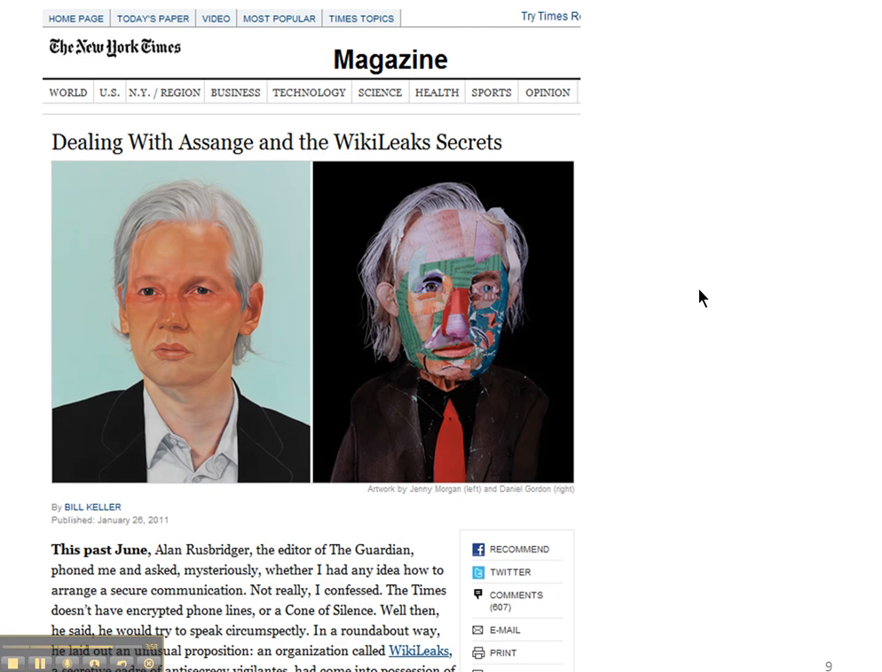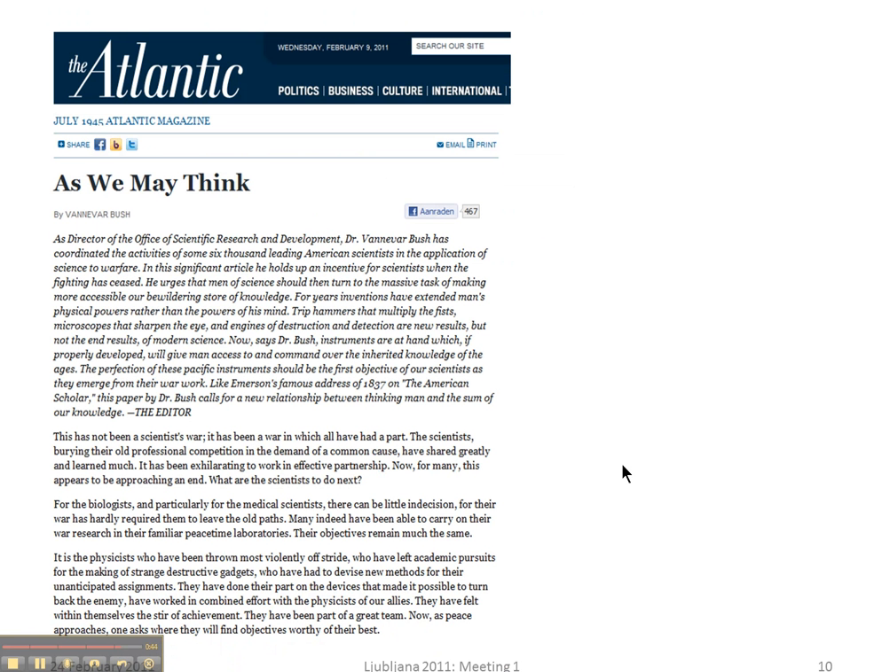Here's an example of one of the quality popular genres we'll be looking at, a newspaper, the New York Times, and there's a lot of material on WikiLeaks and its founder. This is one of the many articles, and as you may know, the New York Times editors have now published a book, and we'll be referring to that as well as a couple of the other books that have come out recently on WikiLeaks.